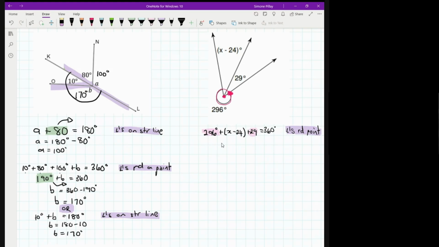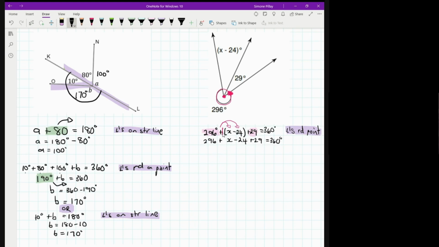Okay, so you said you started distributing. When you say distributing, remember distributing means doing the multiplication in the brackets. Yes, ma'am. So we could have done that. And remember, there's always this invisible one over here. So we could have distributed. And when you distribute, you'll see that because the sign outside my brackets is a positive, it all stays the same. 296 plus x minus 24 plus 29 equals 360 degrees.